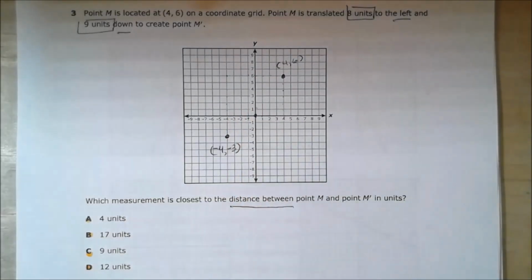But look, we have our 2 points now. So now we just need to use the Pythagorean Theorem and turn this into a right triangle.